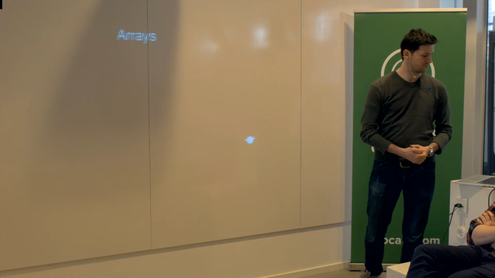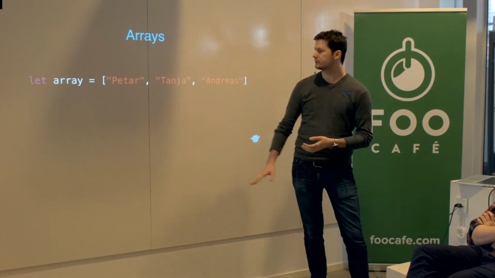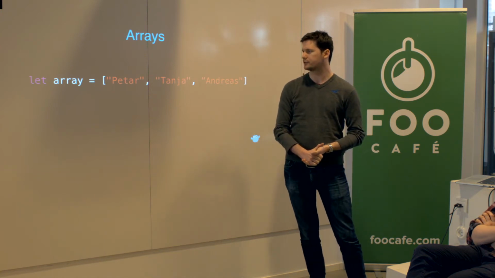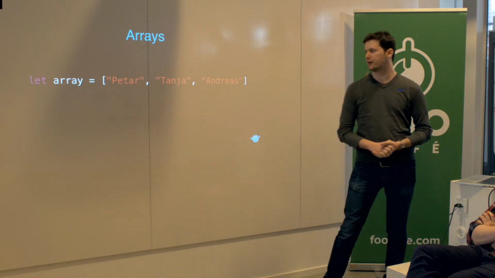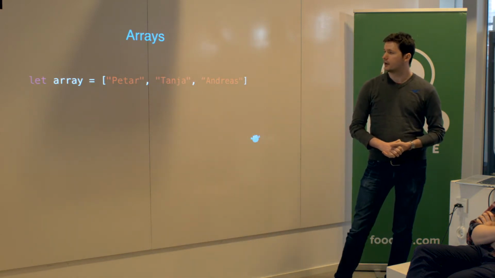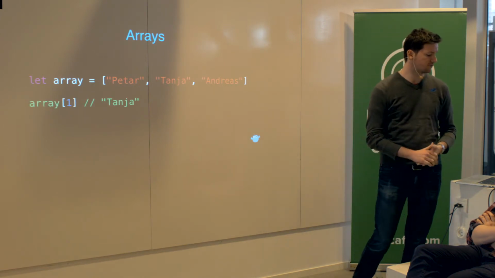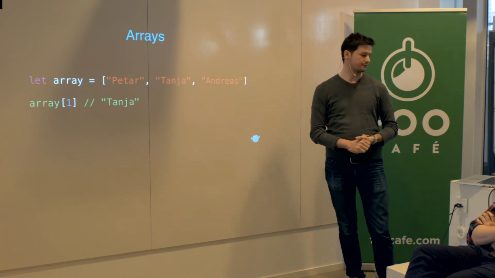Next up, arrays. It's very simple to define arrays in Swift. This looks very much like the syntax we're used to from Obj-C with the literals, where you can just define them like this.